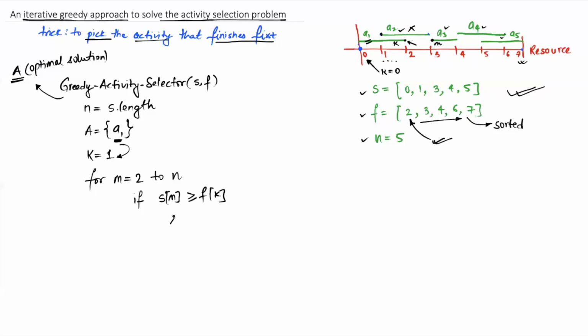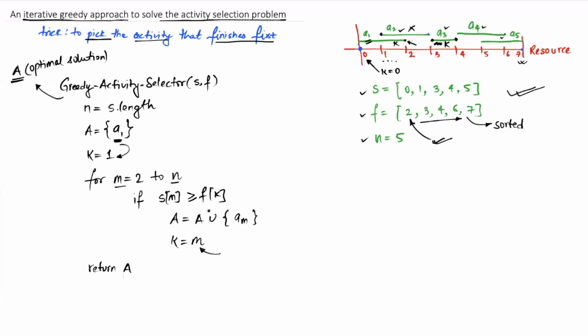So if this happens, then we do A equals A union, we add now AM to the solution. And once we do this, we set K equals M so that now our current solution M becomes the previous solution, or in other words, now we mark this activity A3 as our K so that we start looking at the finish time of A3 instead of A1. And then finally, once M runs from 2 all the way through N, we simply return A, which is a set of the optimal activities.